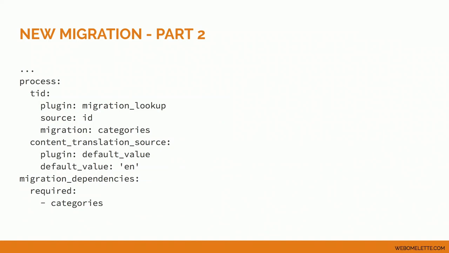Then finally, we set a dependency on the previous migration, because these migrations won't be able to run before having run the categories one. So it's important to have this dependency.